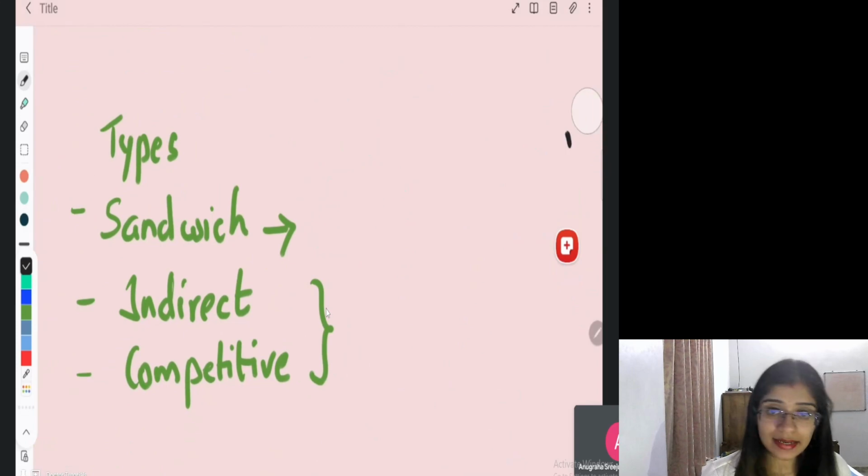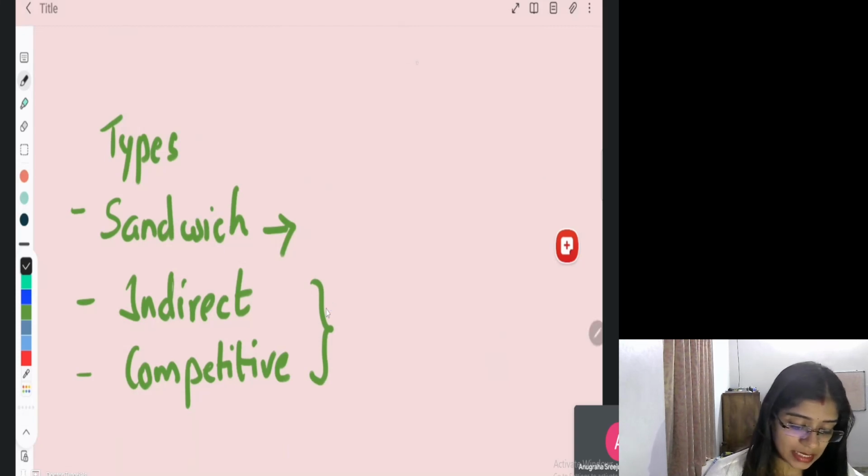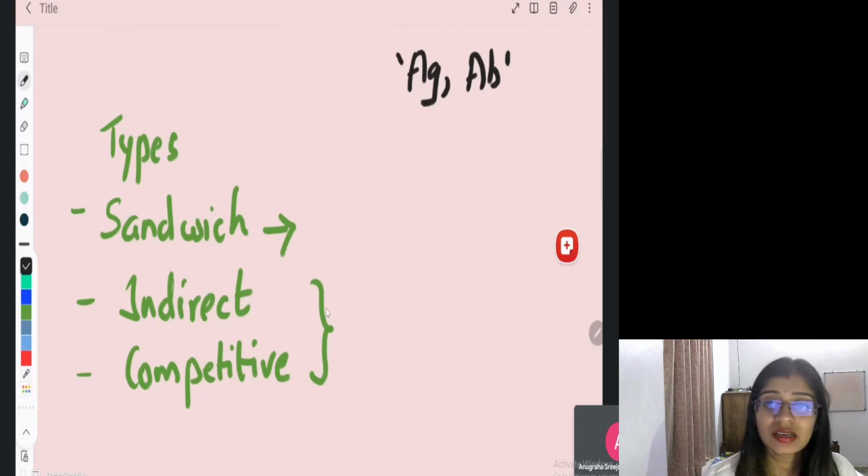So ELISA test, now we have 3 types of ELISA. ELISA test is for what, guys? If somebody asks you what is ELISA test, what are we detecting? In ELISA test, we are finding out if there is antigen or antibody of a particular disease in the patient's body. That is what we are detecting in ELISA. Understood?